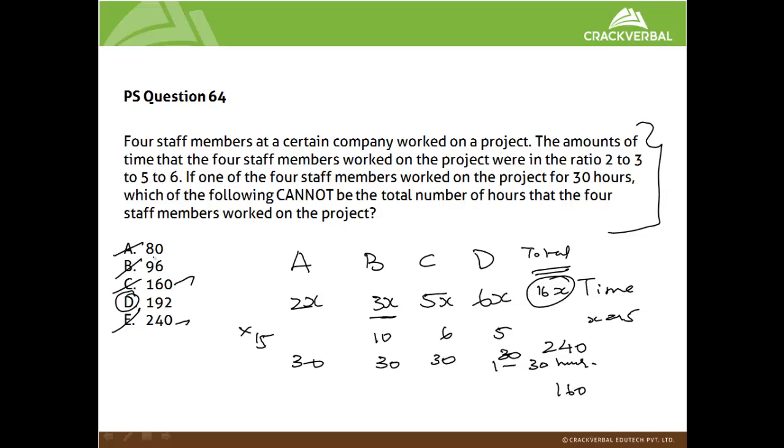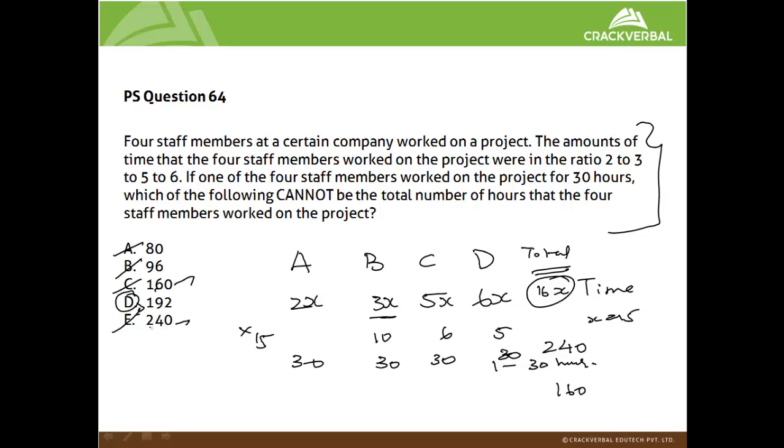You don't need to do these 2 extra steps. You can just stop at answer choice C after you conclude that you cannot have a bigger value than this, because between 2x and 3x you don't have any other multiple. Then you have 5x and 6x, which are bigger multiples. So x would be a smaller number, and the total number of hours would be further smaller. So in that case, the answer has to be D.